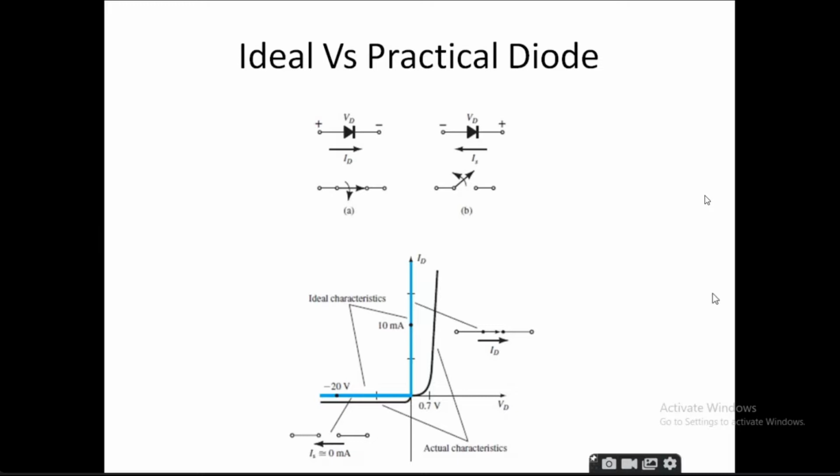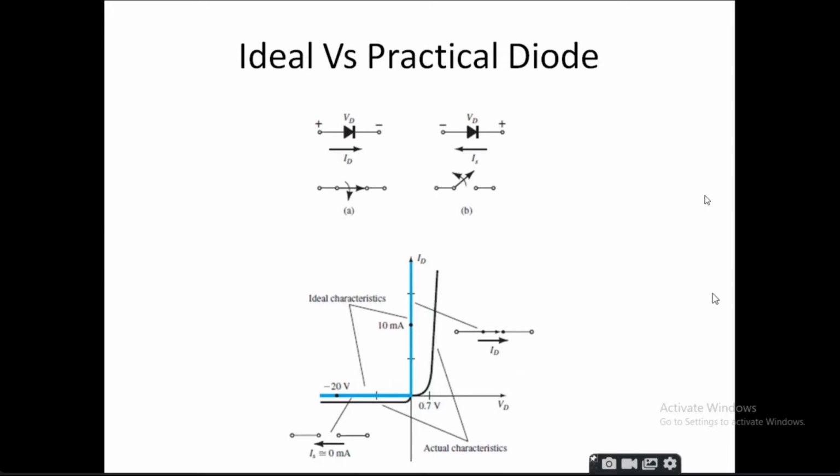So ideally, if you ignore the initial cut-in voltage, you say that the diode is working as a switch. When you are above the cut-in voltage, the current will flow. When you are below the cut-in voltage, there is no current. Until you reach the cut-in voltage, the diode is off. Beyond the cut-in voltage, the diode is on.